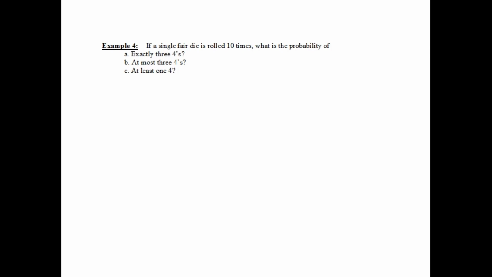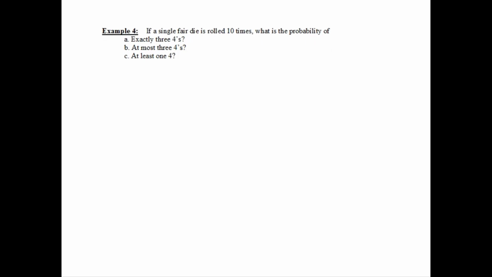Let's do another example. Let's go back to our die. And this time we're going to roll our single fair die 10 times, and we want to figure out the probability of exactly 3 fours, at most 3 fours, and at least 1 four. So what we need to do here is decide how we're going to define success. Here, success is going to be I roll a 4, and that'll be on one trial. In other words, we're going to look at each trial separately. We're going to think of it as 10 small experiments inside our one big experiment.